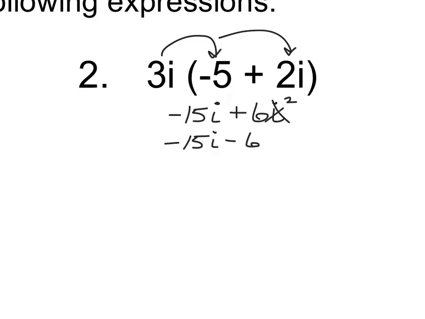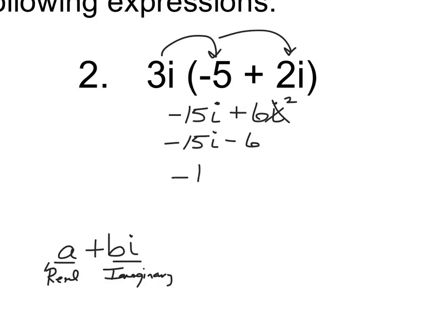Now remember, a complex number is always written with a real number first and the imaginary number second. So when we write this, we always want to flip these around. So it's going to be -6 and -15i. That's an example of one with the distributive property.